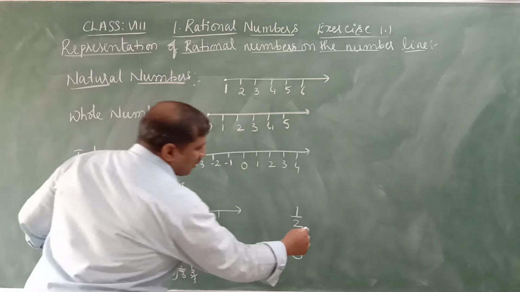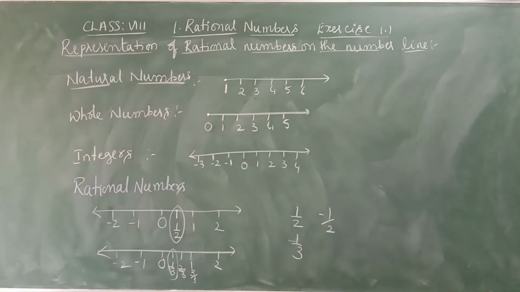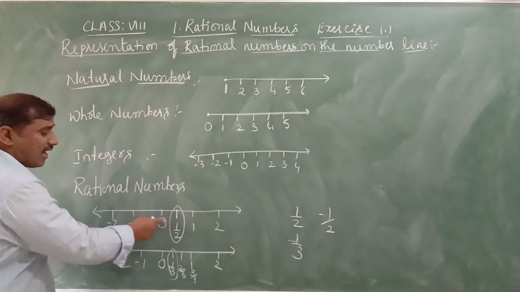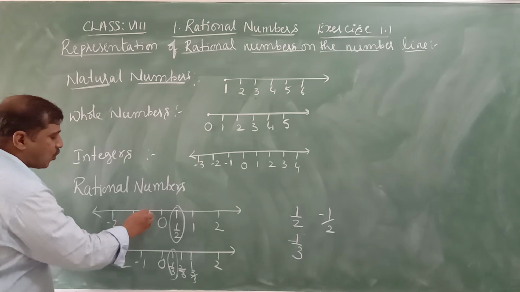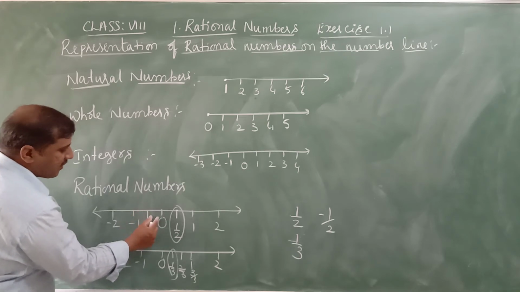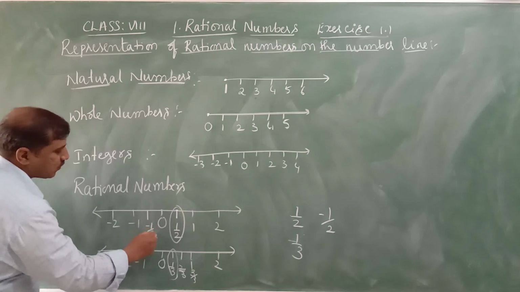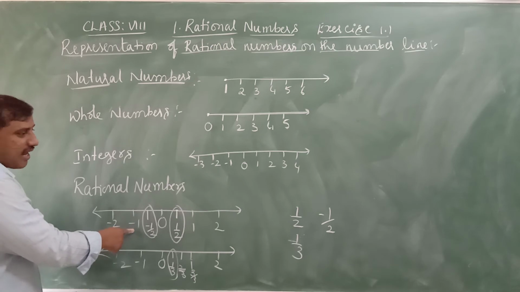For example, if you want to represent minus 1 by 2, minus 1 by 2 lies between 0 and minus 1. So now divide the space between 0 and minus 1 into two equal parts. This is one part and this is the other part. So this will give you minus 1 by 2 and this will give you minus 2 by 2.